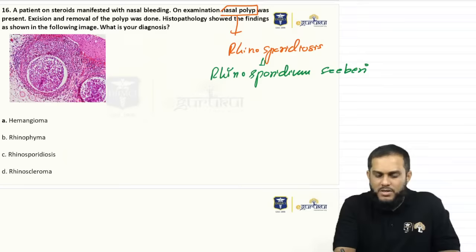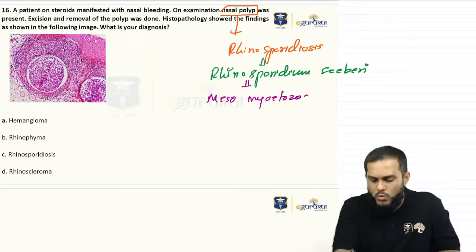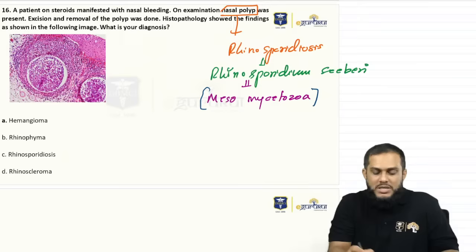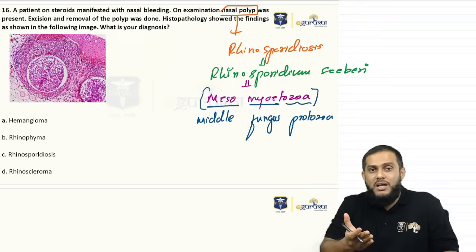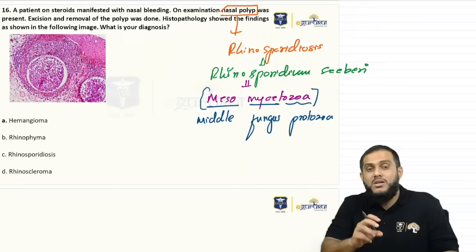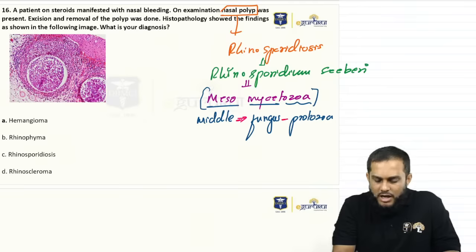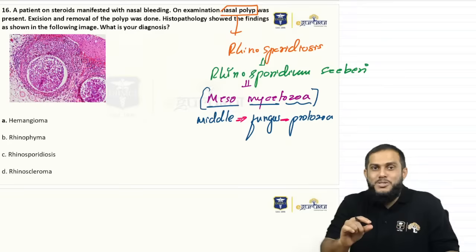We call this organism a mesomycetozoa. What do you mean by it belongs to mesomycetozoa? Meso means middle. Mycete means fungus. Zoa means protozoa. Rhinosporidium seeberi is not completely a fungus and not completely a protozoa. It is somewhere in between fungus and protozoa. That's why we call it mesomycetozoa.